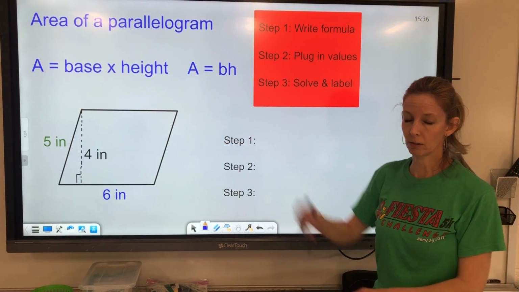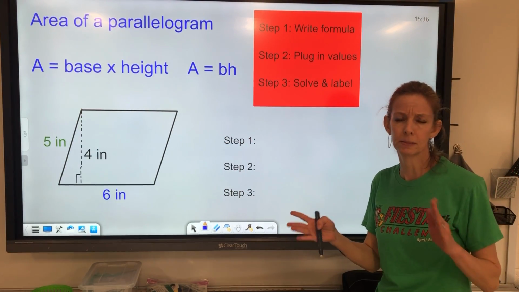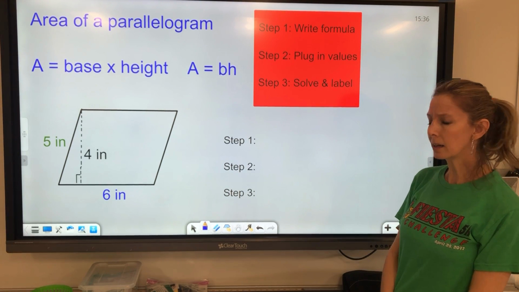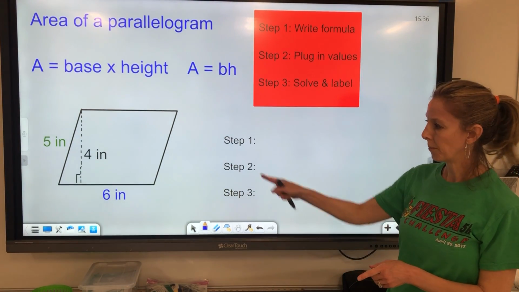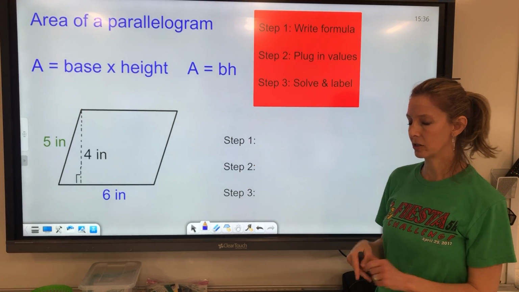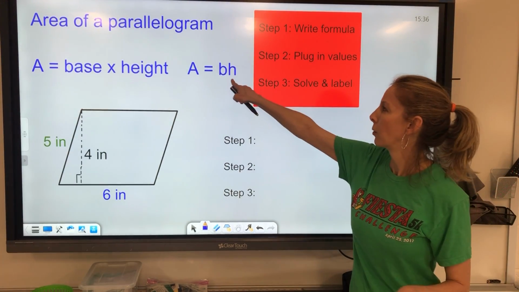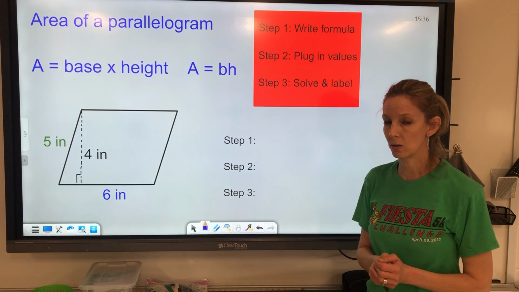So here's a parallelogram. I think it kind of looks like a rectangle that's been sort of smushed. So let's take a look here. We've got 6 inches, 4 inches, and 5 inches. So hopefully you're noticing right away, there's 3 numbers, Miss Mac, and we're only doing the base times the height. Which ones do I use?